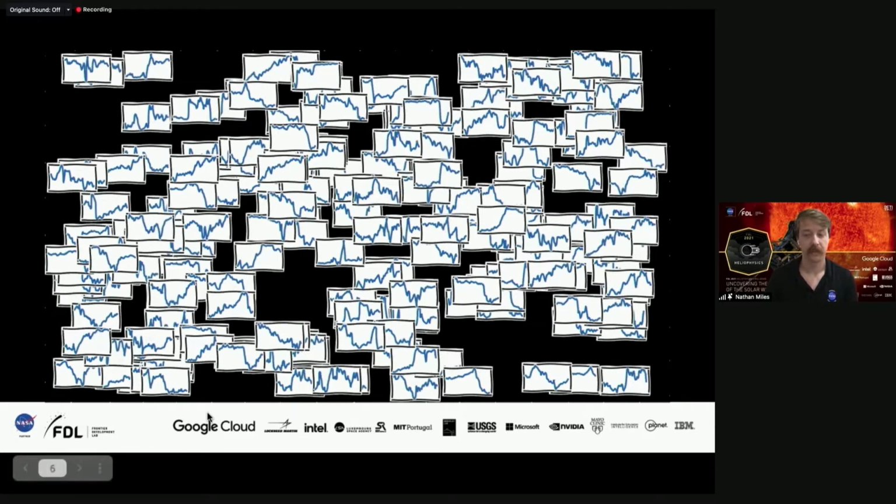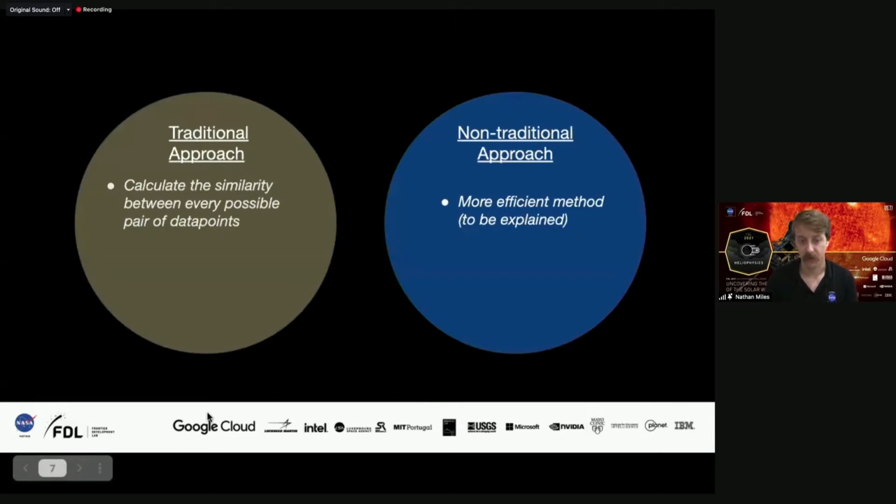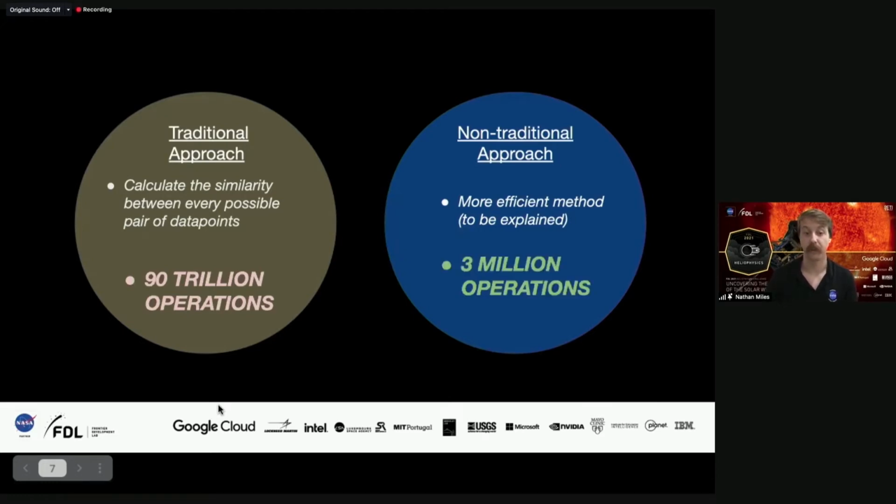But this isn't just overwhelming for a person, it's also overwhelming for a computer. Traditional approaches require pointwise comparisons between two different time series, which is computationally expensive, requiring over 90 trillion operations. And this is largely infeasible for our accelerated 8-week timeline. So instead, we used a non-traditional approach, to be explained by Mavis, that significantly reduces the number of computations by a factor of 30 million in order to sort and understand our structures in the solar wind.